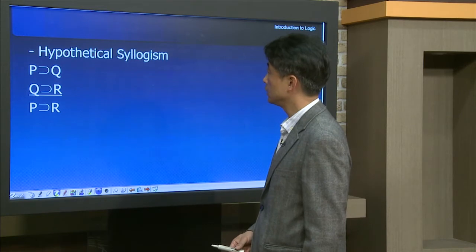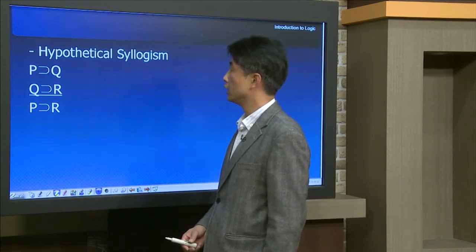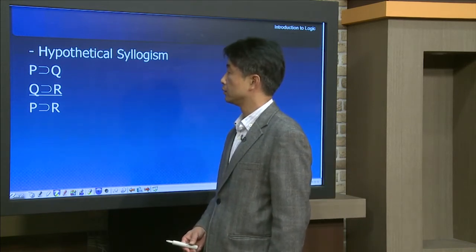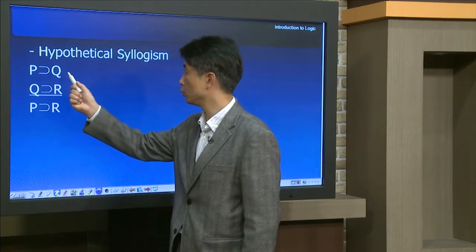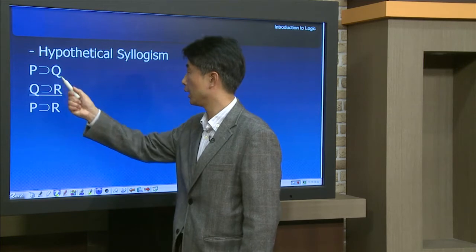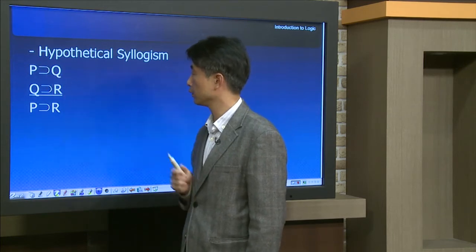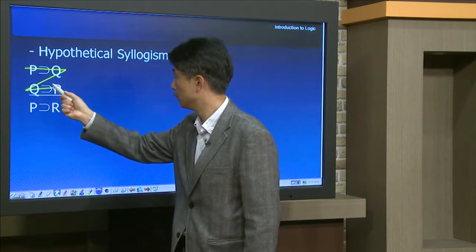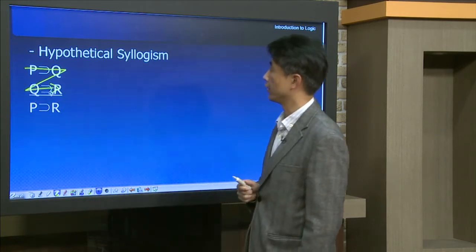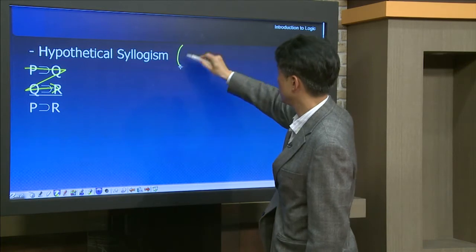Hypothetical syllogism concerns conditional sentences. It says if P then Q, and if Q then R, then you can derive if P then R. It moves like that. This is hypothetical syllogism, HS.